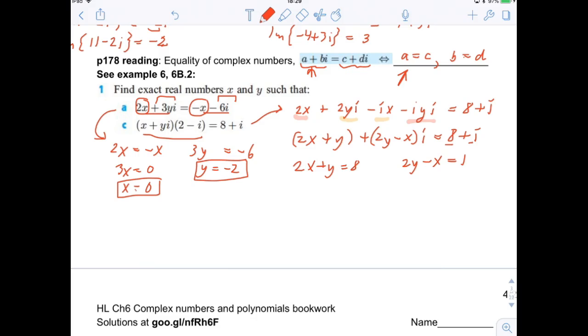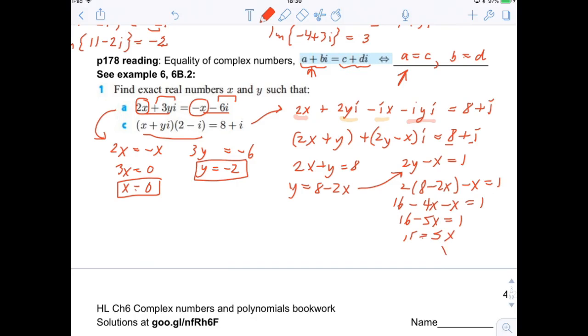Let's do substitution. So we'll do y equals 8 minus 2x. We'll put it into there. So it's 2 times 8 minus 2x minus x equals 1. 16 minus 4x minus x equals 1. 16 minus 5x equals 1. 15 equals 5x. x equals 3. Let's check that answer. So let's put this back in. So we'll have y equals 8 minus 2 times 3. 8 minus 6 equals 2. So y equals 2.